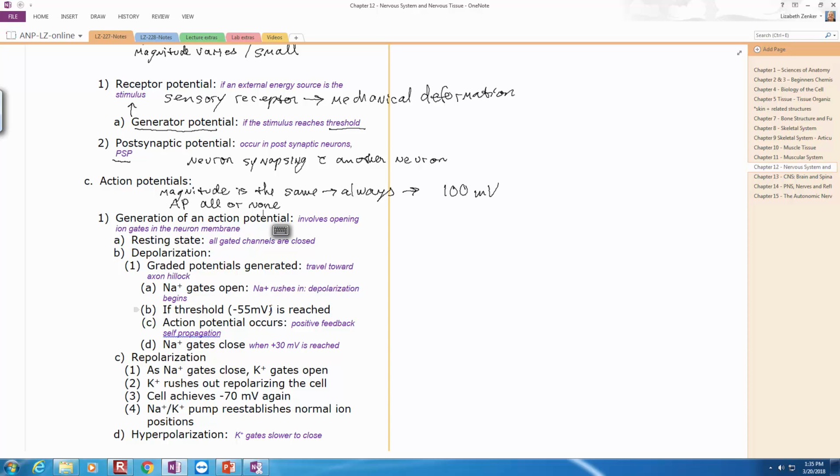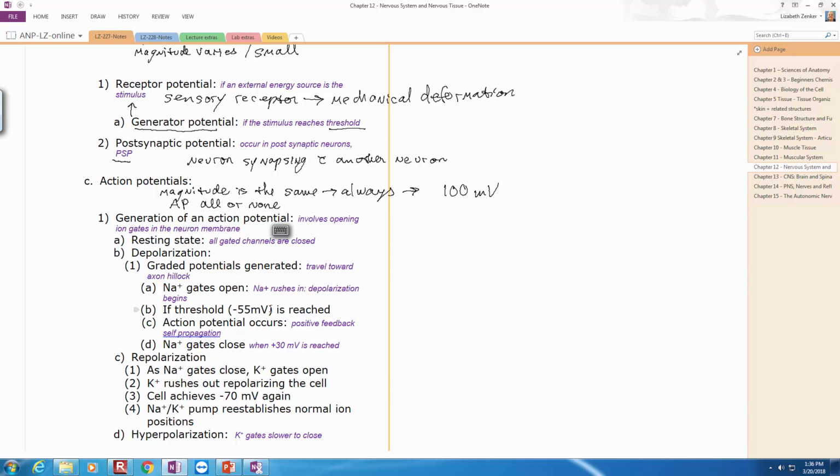What are other things aside from touch that might be a receptor sensory type thing? Heat, so temperature, something's hot versus something cold maybe. What else? Smell, you have receptors for smell. Taste, eyesight, seeing various colors, things like that. So those are other external energy sources that we would have sensors for.